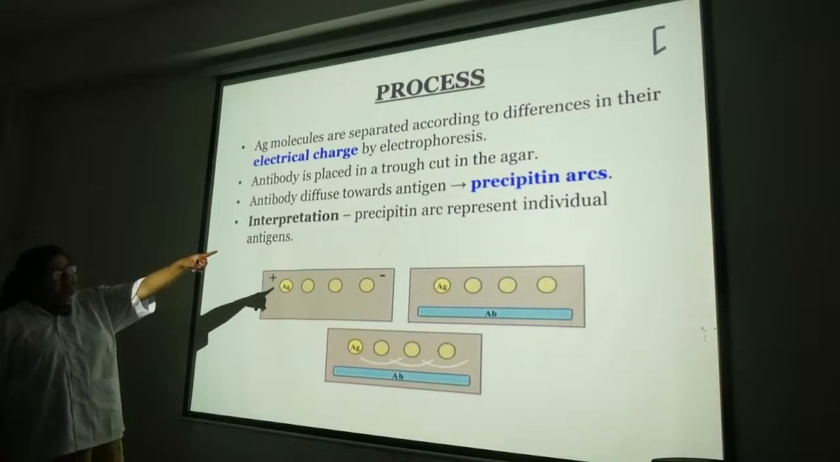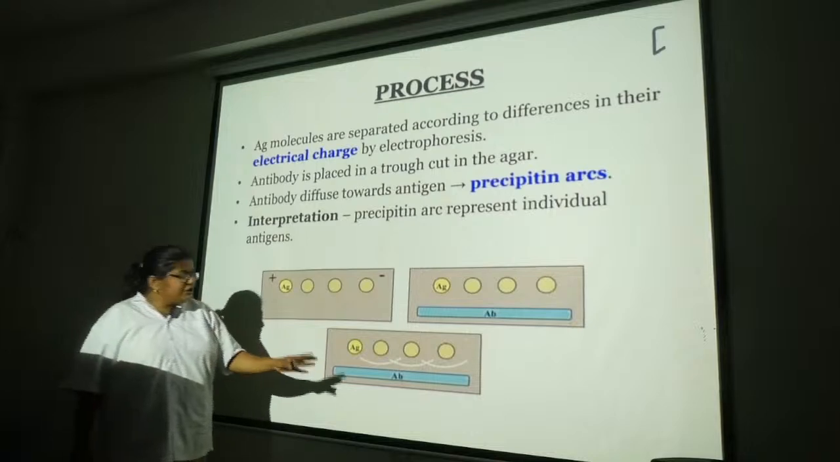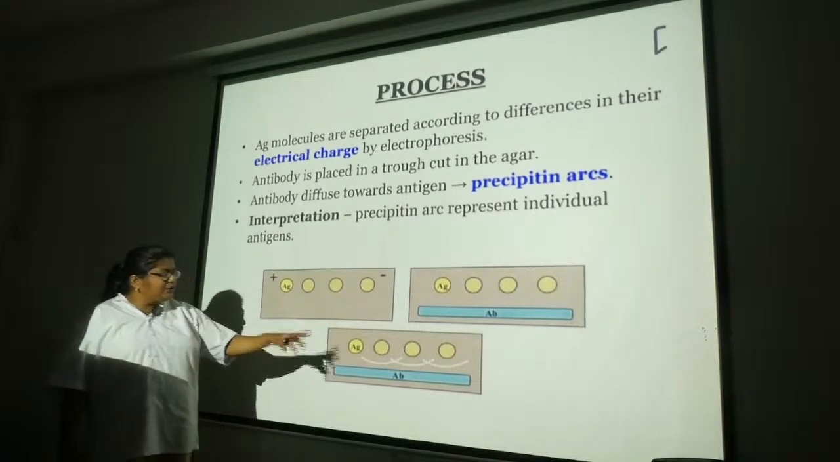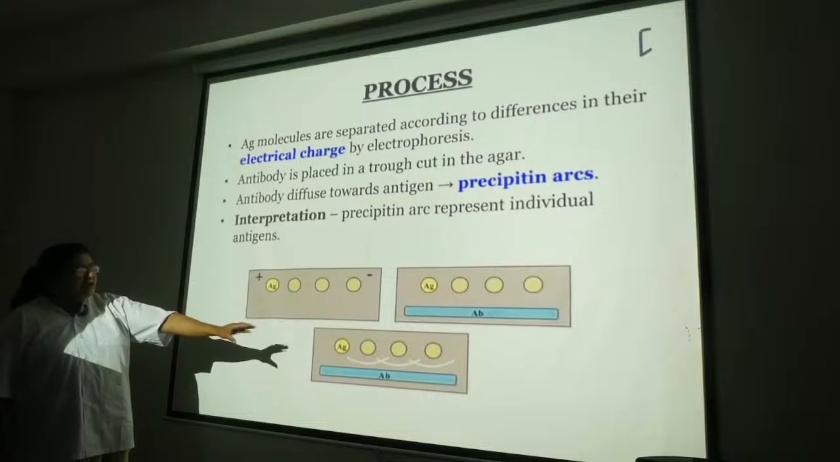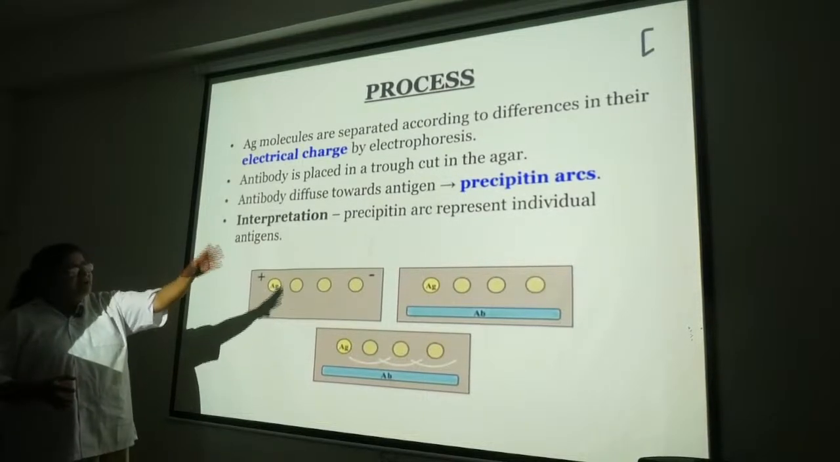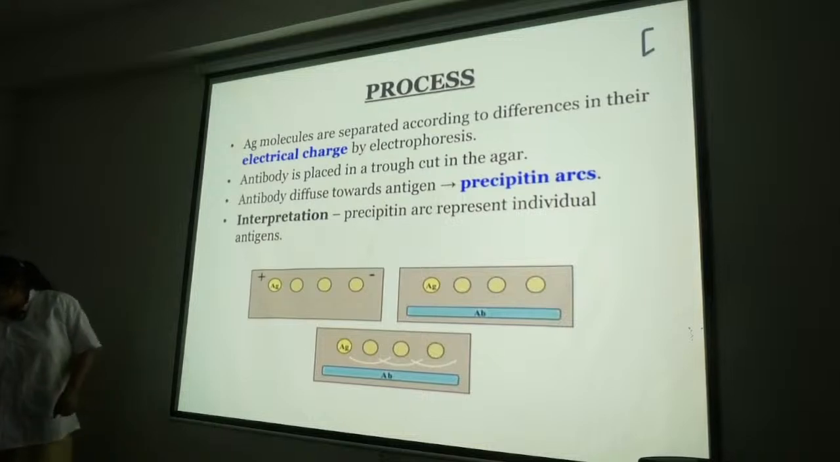And interpretation: the precipitin arc represents the individual antigen. Because antigen antibody reaction is very specific, antibody will bind only to its own antigen, and this will form a precipitin arc, and this is identified, and it is used in immunoelectrophoresis.